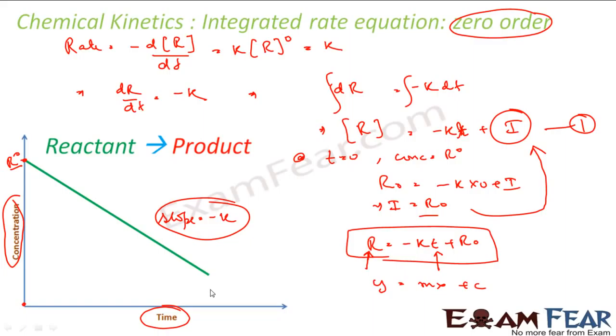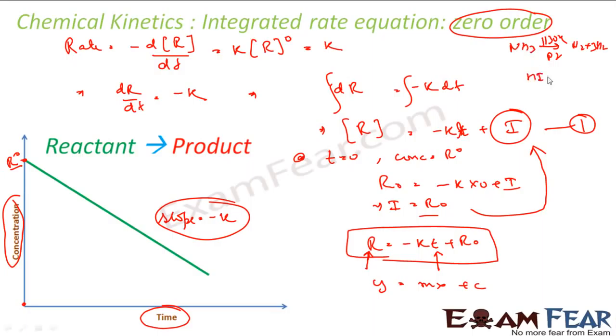Please note, zero order reactions are very uncommon. They occur generally in the presence of an enzyme or special conditions. Very few reactions. For example, NH3 at a very high temperature and with a catalyst will decompose into nitrogen and hydrogen. In this case, the rate is zero order.